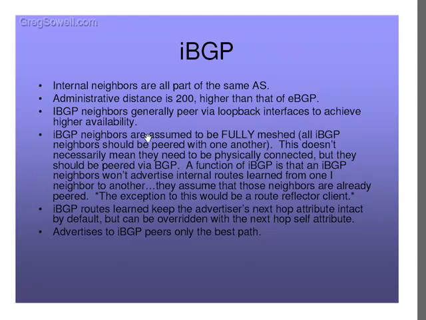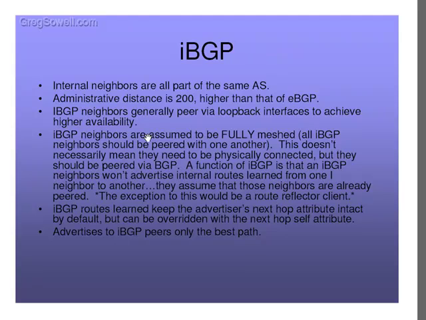So internal neighbors, part of the same system, part of the same AS. By default, routes learned via your IBGP neighbors, the distance is 200, higher than that of EBGP, which is 20. It's also higher than that of static. So if you have static routes that are more specific than your BGP routes, those will get used.